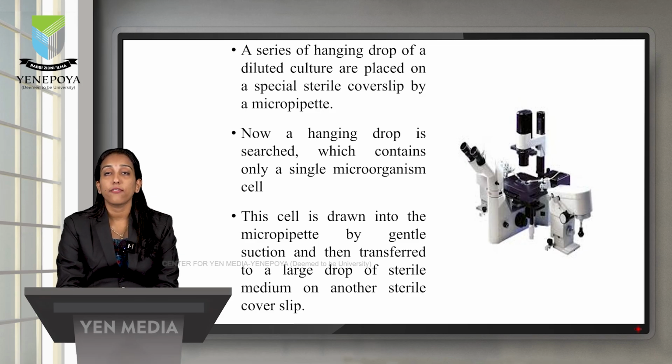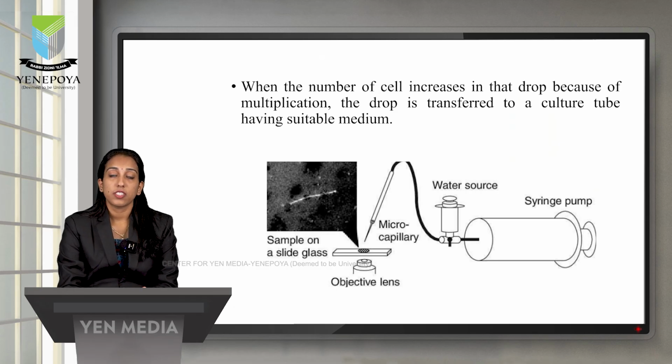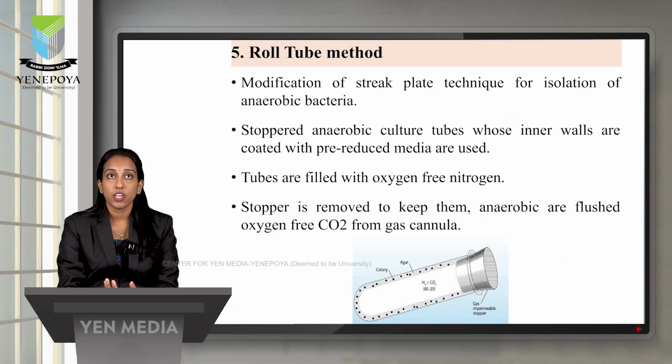So the cell we need to isolate, the pure cell, we identify with the help of the microscope. Then after finding the single pure cell, we take that cell with the help of the micropipette. Then this cell is drawn by using the micropipette and transferred to a large drop of sterile medium on another slide with a sterile cover slip. So this is about the micromanipulator method.